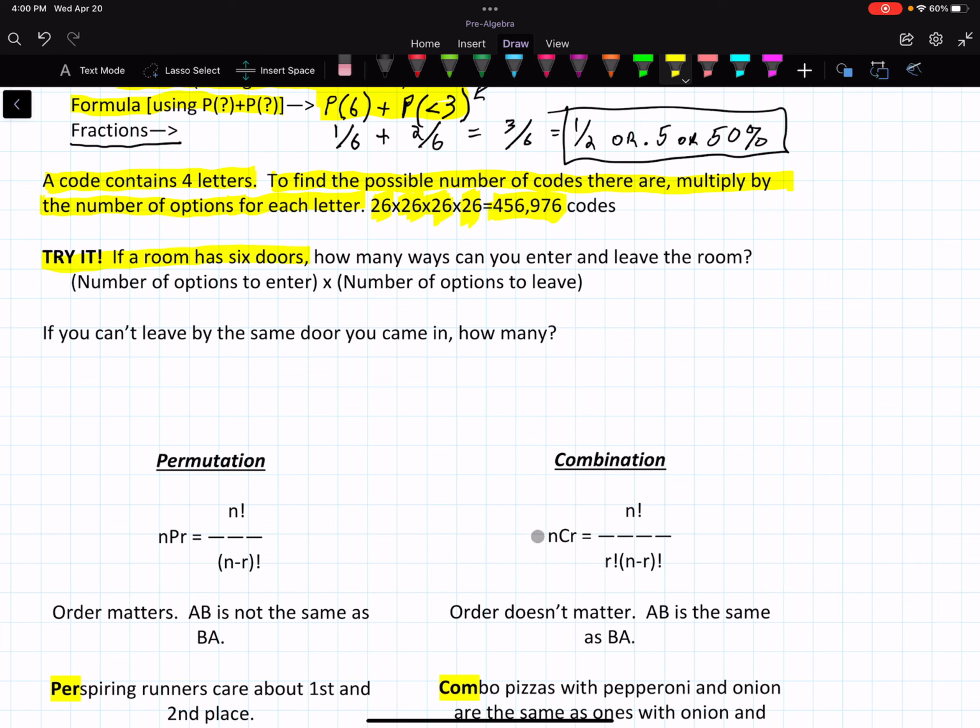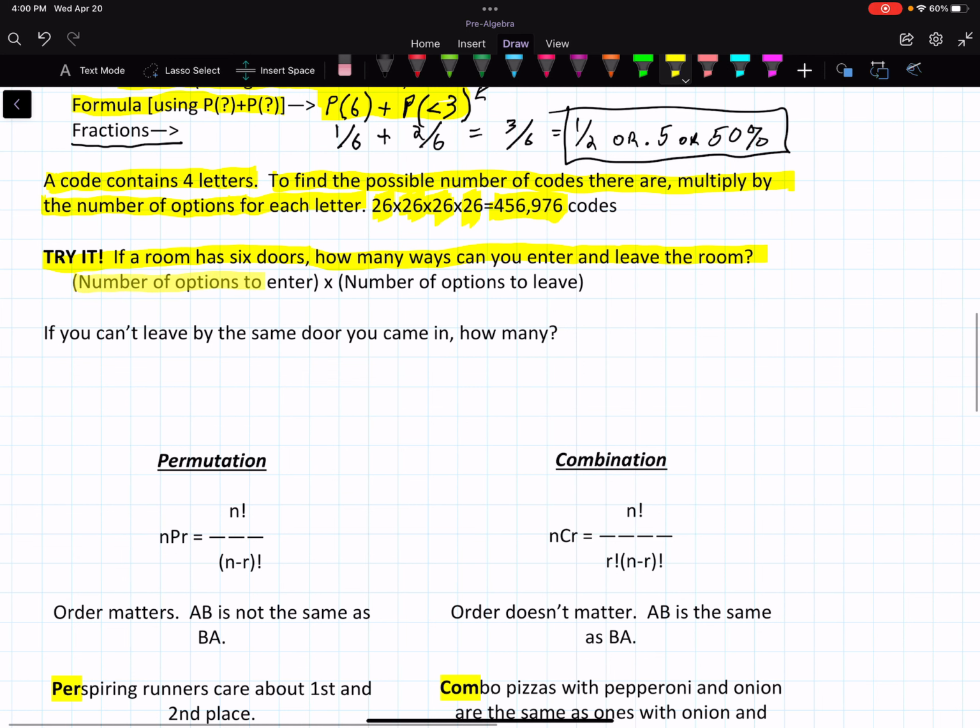All right, now let's try another version of this. If a room has 6 doors, how many ways can you enter and then leave the room? Okay, well, to calculate that, you say, how many ways can I enter a room that has 6 doors? Well, there's only 6 possible ways. How many ways then can I leave the room? Well, there's only 6 possible ways. I can use any one of those same 6 doors I just walked in. And so there are 36 total when I multiply those together.